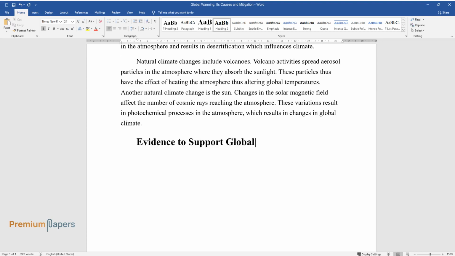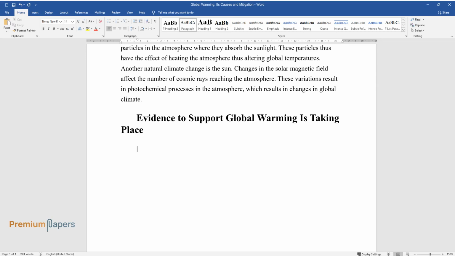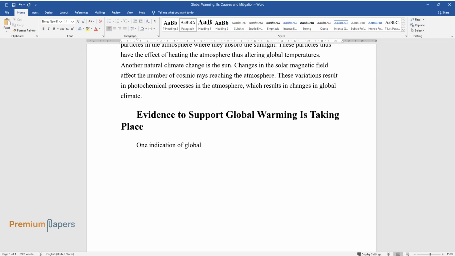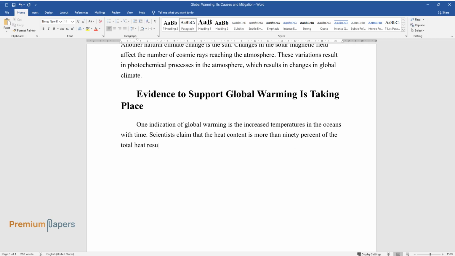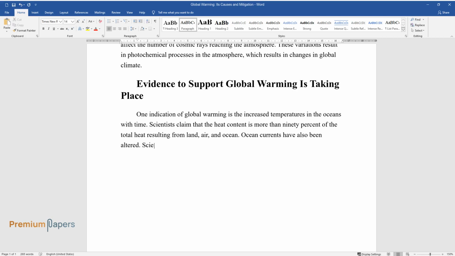Evidence to support global warming is taking place. One indication of global warming is the increased temperatures in the oceans with time. Scientists claim that the heat content is more than 90% of the total heat resulting from land, air, and ocean. Ocean currents have also been altered.